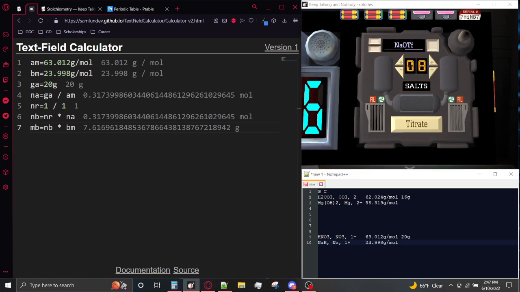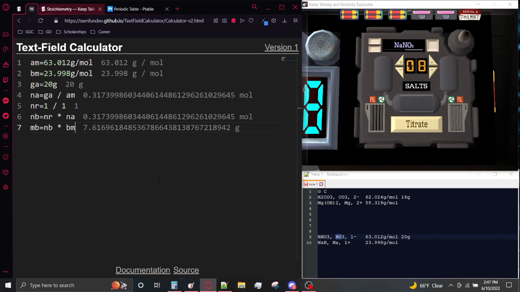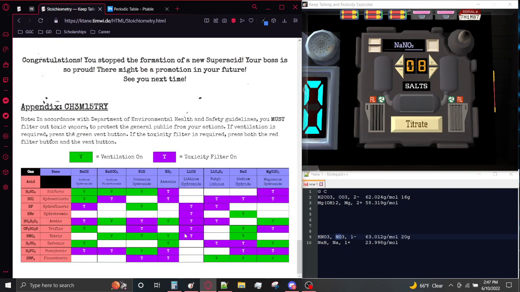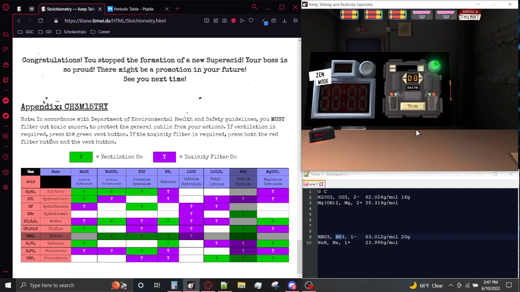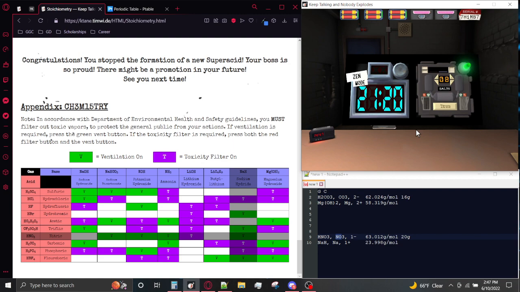Next, we're going to go and smash them together. We're going to take the Na, which is at the start of all the salts, and we're going to put NO3 at the end of it. NaNO3. And then we take our intersection in the table. We have HNO3 here, and then NaH here, which is the vents. And when we press titrate, that is a solved module.